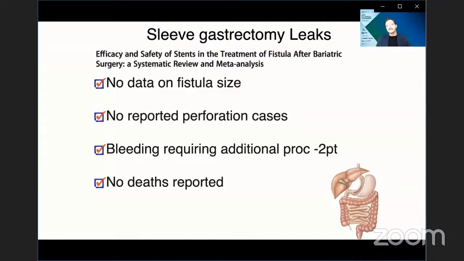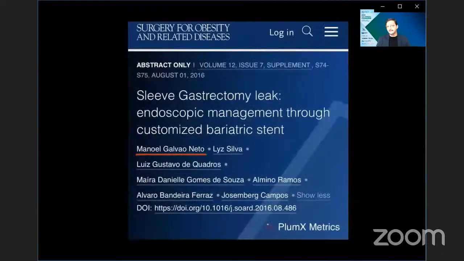So as a meta-analysis, you see here there are no perforation cases, minimal bleeding, no death reports. Why? Because the meta-analysis loses the case reports. They don't get the case report of 1 or 2 cases, but we know that they did exist, so we're going to explore it later.